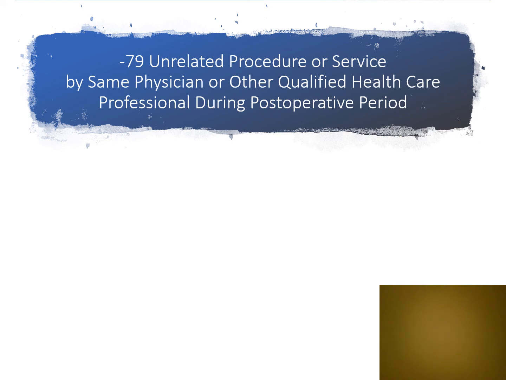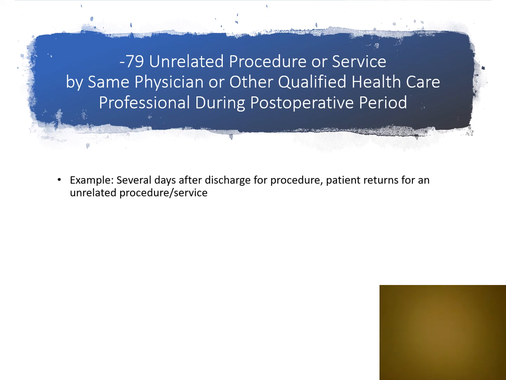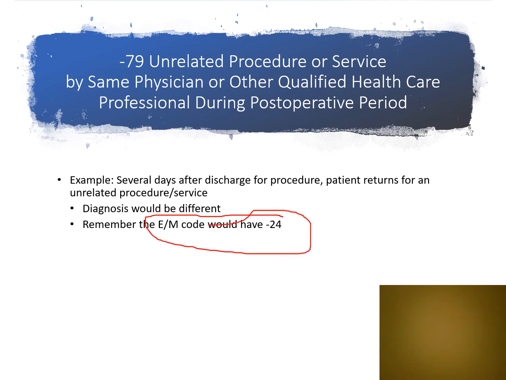79: unrelated procedure or service by the same physician during the post-operative period. Several days after discharge for a procedure, the patient returns for an unrelated procedure or service. The diagnosis, of course, would be different. Remember, your E&M code would have to have your 24 modifier. Distinct, okay? If the surgery is unrelated to the original procedure, there is a new global period.